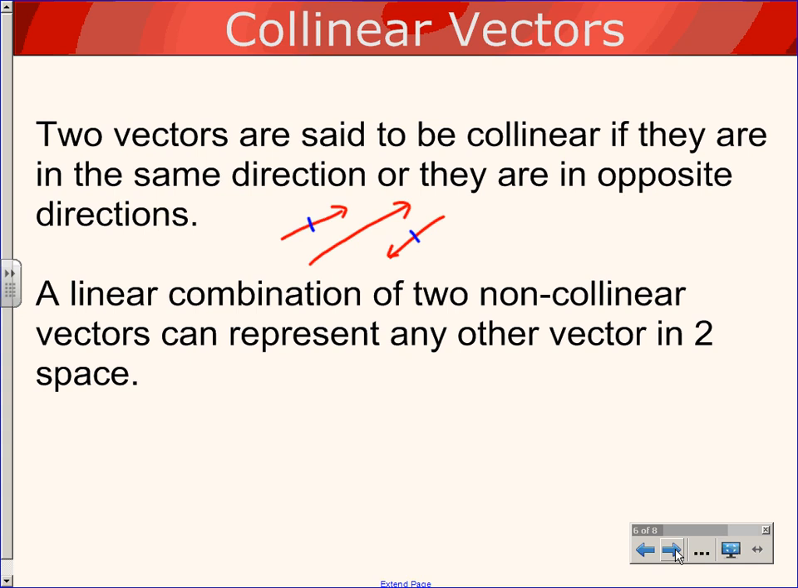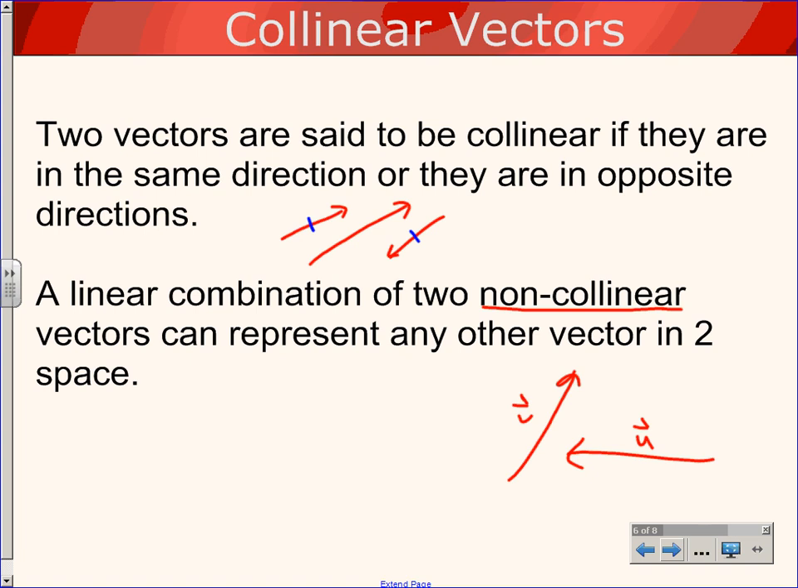So the second sentence there says a linear combination of two non-collinear vectors. Non-collinear vectors are any two vectors that aren't in the same or opposite direction, right? This would work. Here's vector v, here's vector u. They're not in the same direction. If we have two vectors that aren't collinear, then they can be used to represent any other vector in two-dimensional space, or sometimes we just call it in two space.